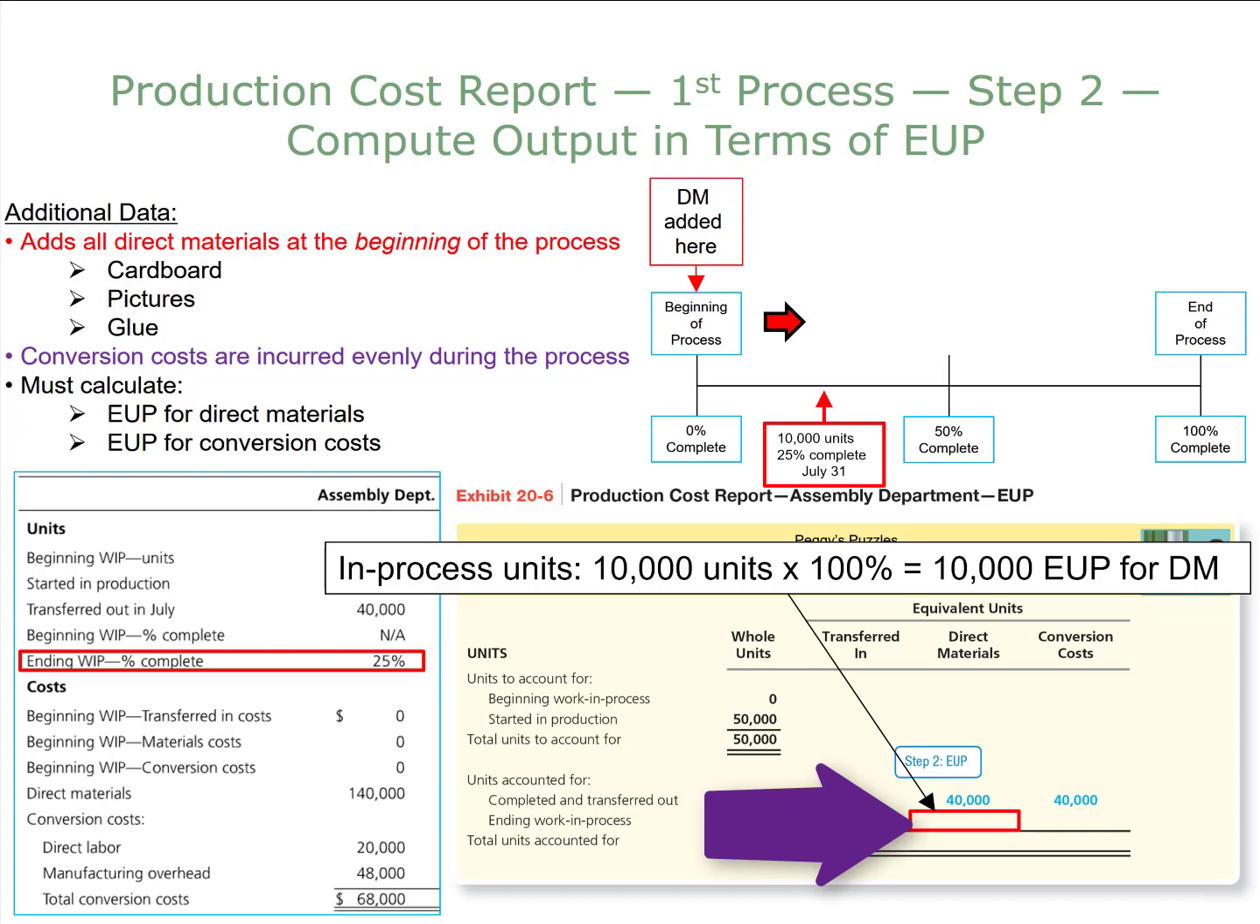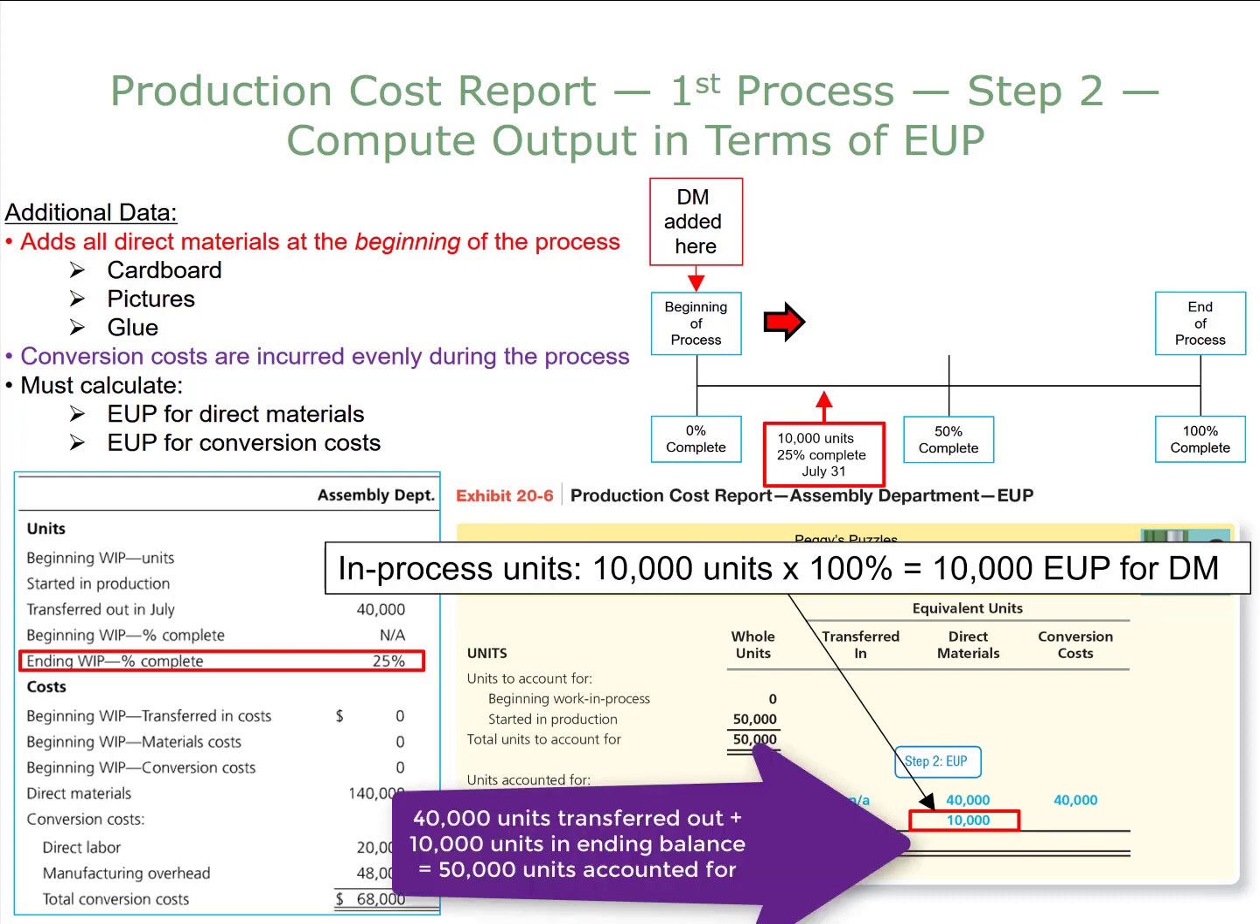Now we simply place the 10,000 EUP on the production cost report for direct materials. Then for the direct materials column, we add the 40,000 EUP with 10,000 EUP to get a total of 50,000 EUP for direct materials.